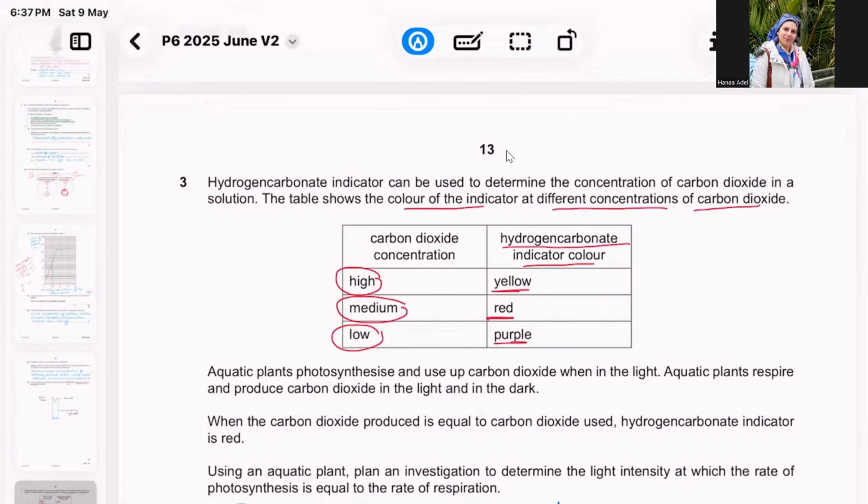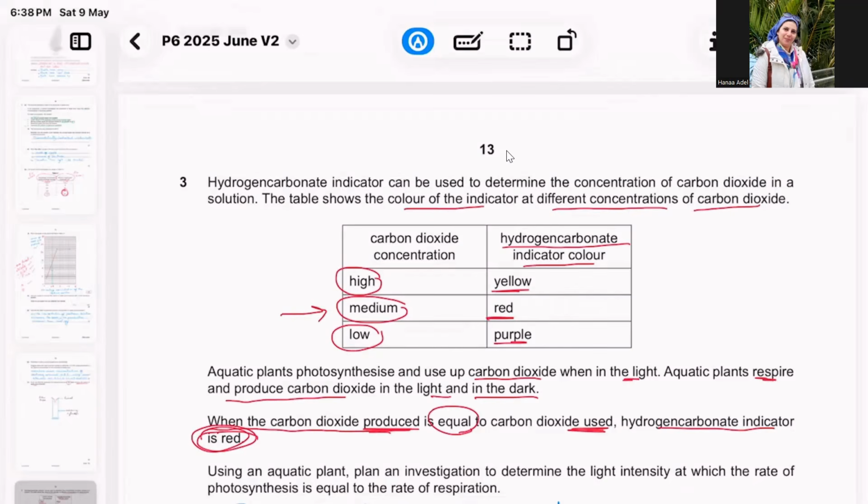Aquatic plants photosynthesize and use carbon dioxide when in the light. Aquatic plants respire and produce carbon dioxide in the light and in the dark. When the carbon dioxide produced is equal to the carbon dioxide used, the hydrogen carbonate indicator will be red. So this means a medium concentration of carbon dioxide.